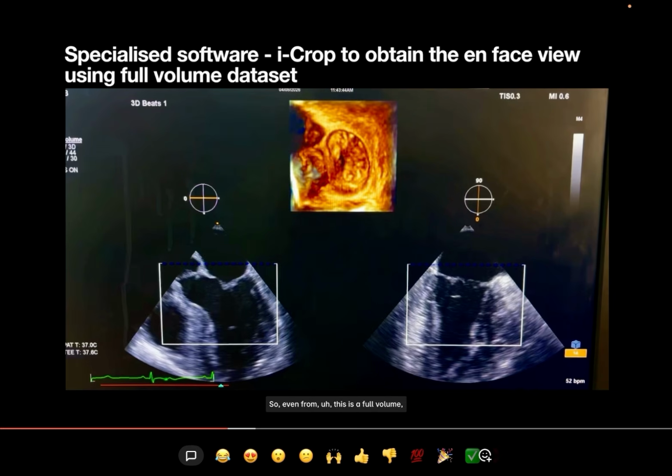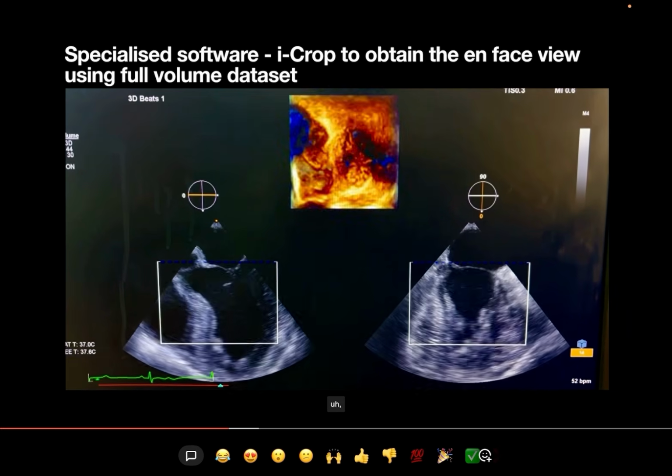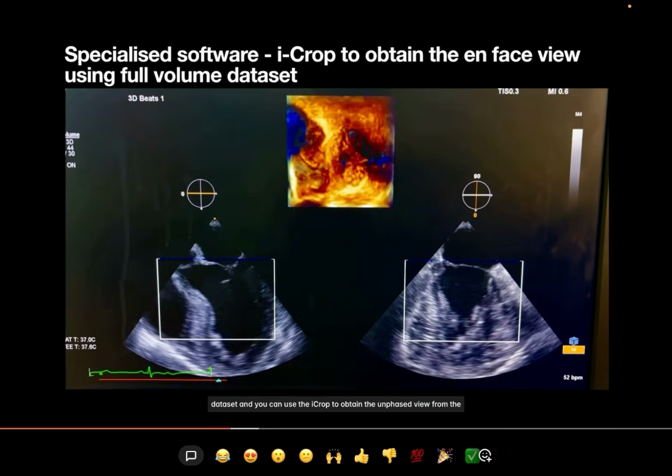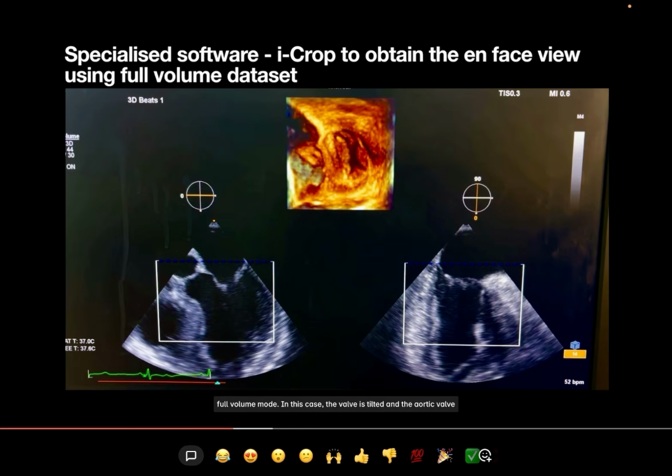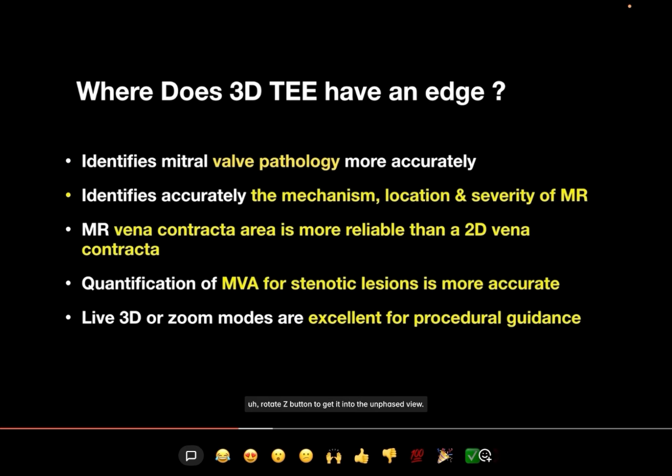So even from a full volume data set, you can use the eye crop to obtain the unfazed view from the full volume mode. In this case, the valve is tilted and the aortic valve is on the side. So you can use the 3D rotate Z button to get it into the unfazed view.